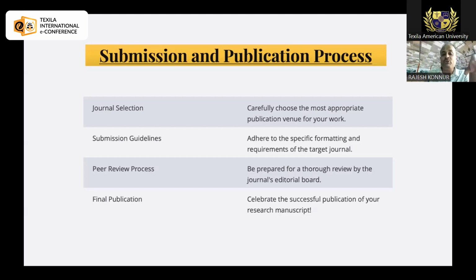Next one is the peer review process. Be prepared for a thorough review by the journal's editorial board, okay? Because they have their own process of reviewing it. You just check whether the reviewers adhere to the global ethical committee, okay? There is COPE, okay? There are so many organizations, whether they abide by it or not. Just to cross-check, you just email them or phone them, or you can contact them personally. Then you can see whether the journal is genuine or not.